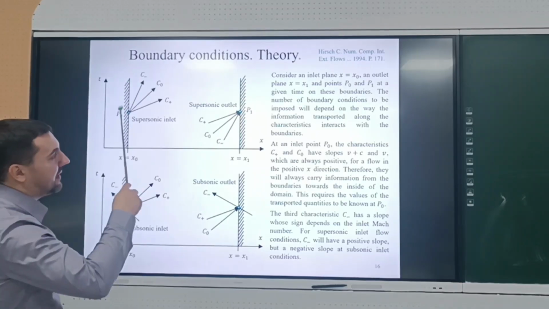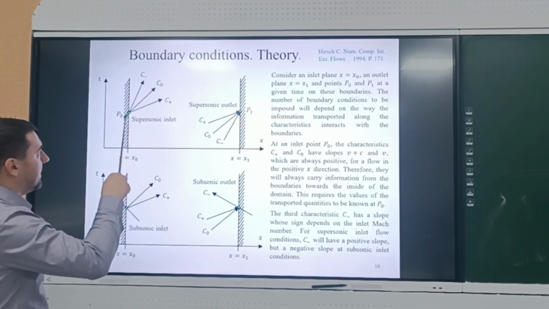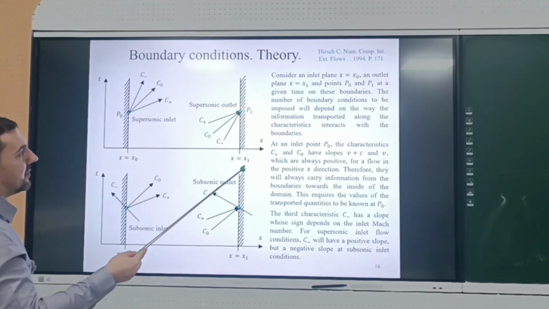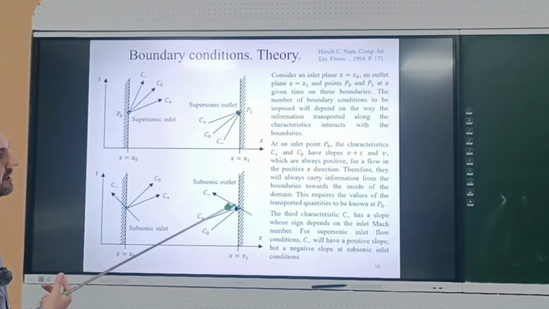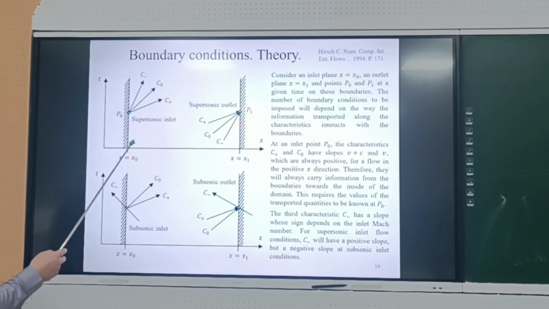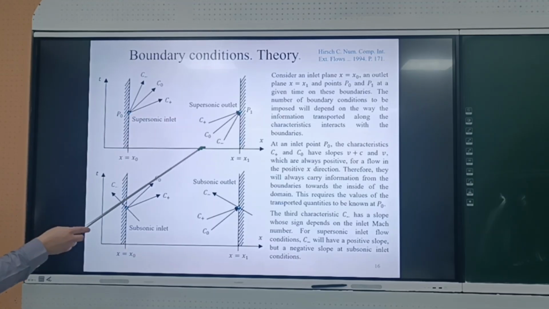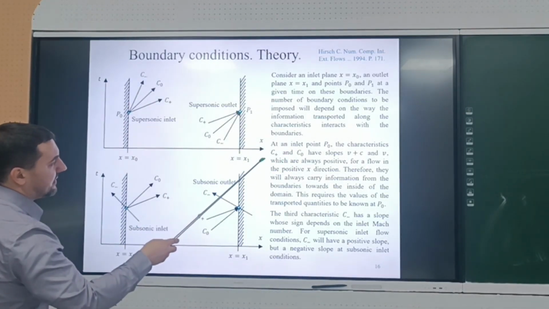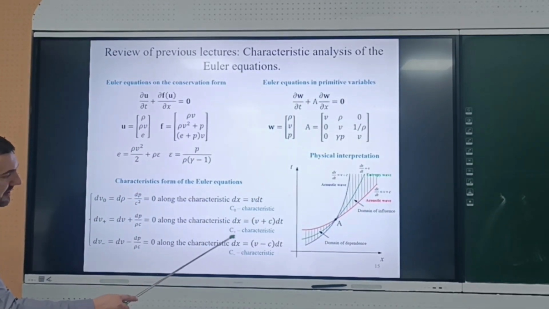So consider the inlet plane x equals 0, and the outlet plane x equals x1, and points p0 and p1 at a given time at these boundaries. Even the number of boundary conditions is not an obvious question. The number of boundary conditions to be imposed will depend on the way the information transported along the characteristics interacts with boundaries. So let's plot the characteristic lines at point p sub 0. We can plot characteristics C0, C plus, and C minus.